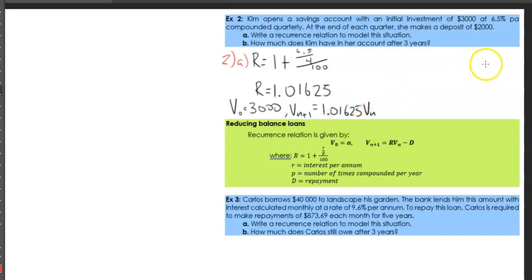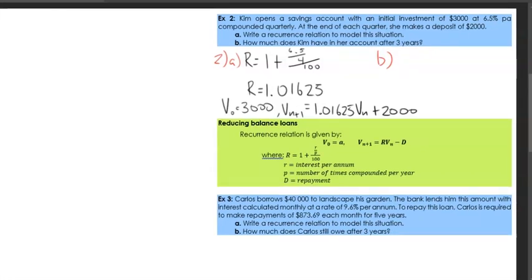And then we're also going to add a common difference. At the end of each quarter, she also makes a deposit of $2,000. So there's a plus $2,000 tagging along. We're then going to use this to find out how much Kim will have in her account after 3 years.